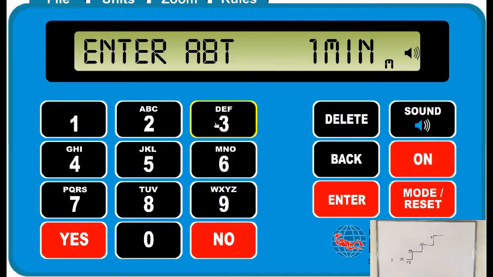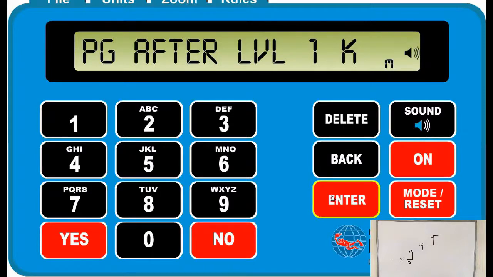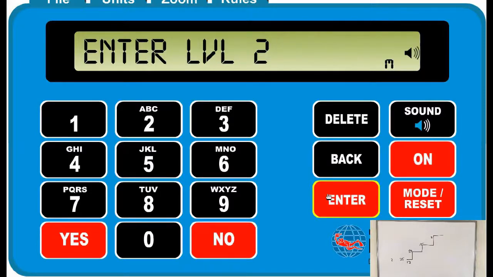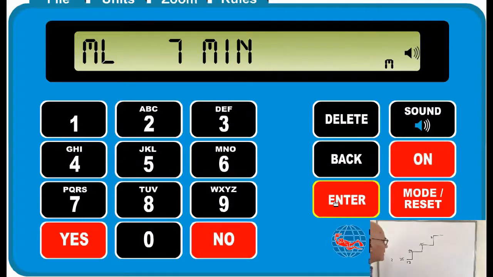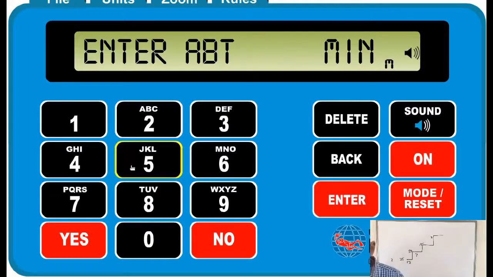And then the next level, 13. The next level is 24 metres, so we just plumb that in. Click enter. It says we can stay there for 7 minutes, so we will.